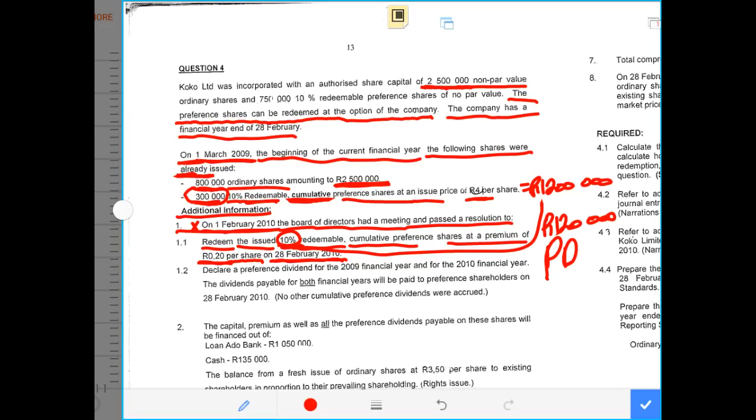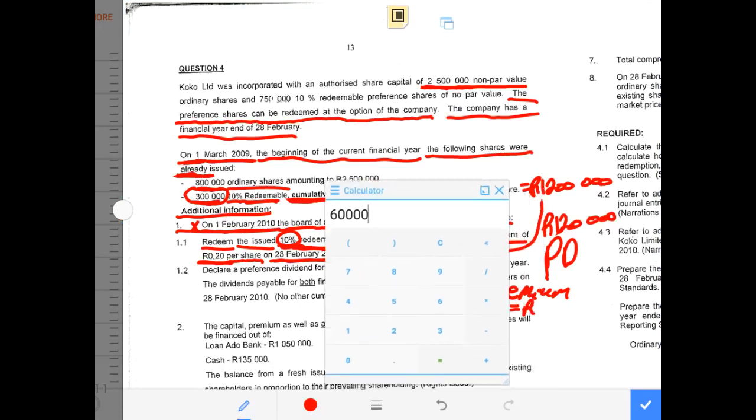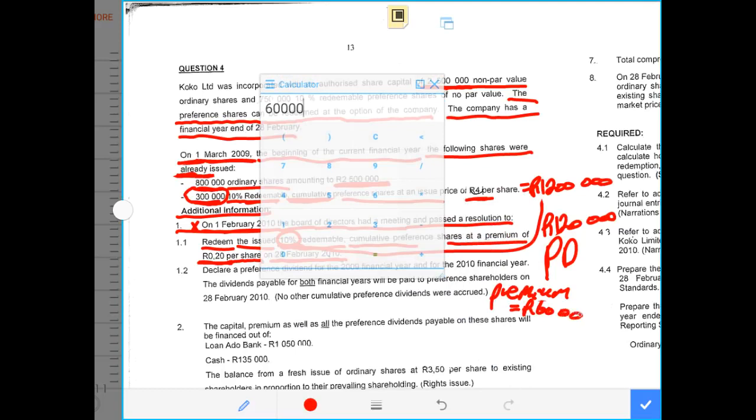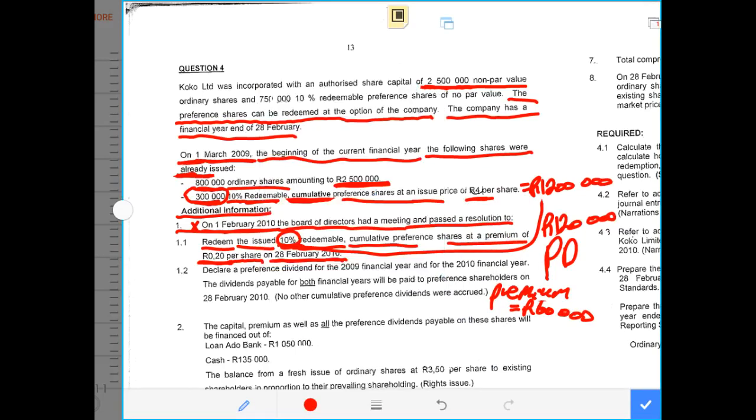That means our premium will be 60,000. So now premium will be an amount of 60,000 rands, which is 300,000 times 20 cents. That will give us 60,000. This will be a premium at redemption. And now, very importantly, it's not always the case that your premium will be given in rands. Your premium can sometimes be given as a percentage.